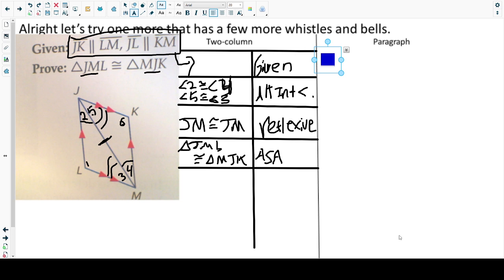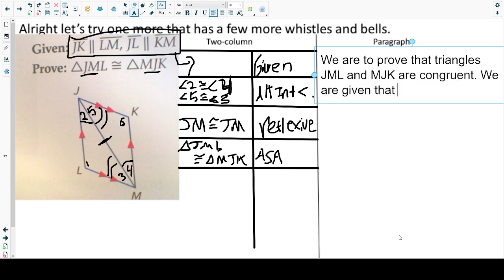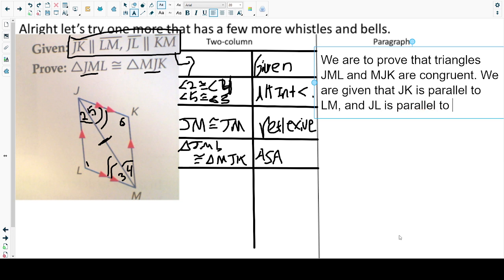So once again, we state what the problem is and what we're given. So we are to prove that triangles JML and MJK are congruent. We are given that JK is parallel to LM and JL is parallel to KM. Right? This is just taking our given line, making it into a sentence or two.